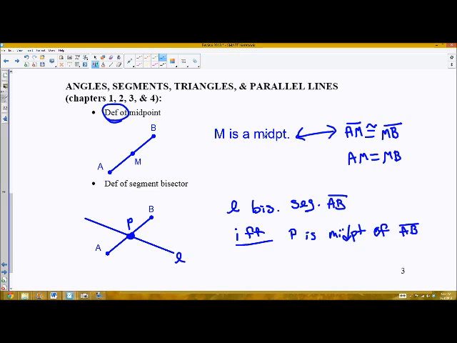Okay, so the definition of segment bisector lets you move between something being a midpoint and a bisector, whereas the definition of midpoint lets it be between a midpoint and segments being congruent. So note that if you wanted to show that AP is congruent to PB, what you would first need to do is use this definition of segment bisector to conclude it's a midpoint, and then use the definition of midpoint to conclude that the segments are congruent to each other.